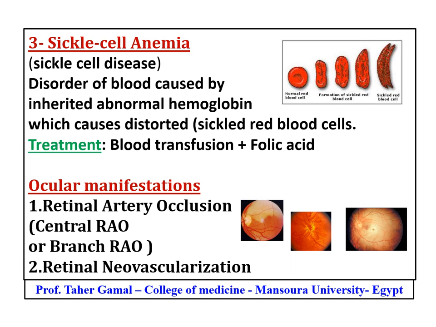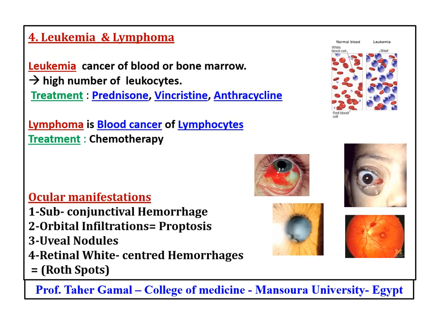Other blood diseases are sickle cell anemia or sickle cell disease. It's a disorder of the blood caused by inherited abnormal hemoglobin, which causes disordered sickle red blood cells. Treatment is by blood transfusion and folic acid. Ocular manifestation of sickle cell anemia is retinal artery occlusion, central retinal artery occlusion or branch retinal artery occlusion, and retinal neovascularization. Other blood diseases which may affect the eye are leukemia and lymphoma.